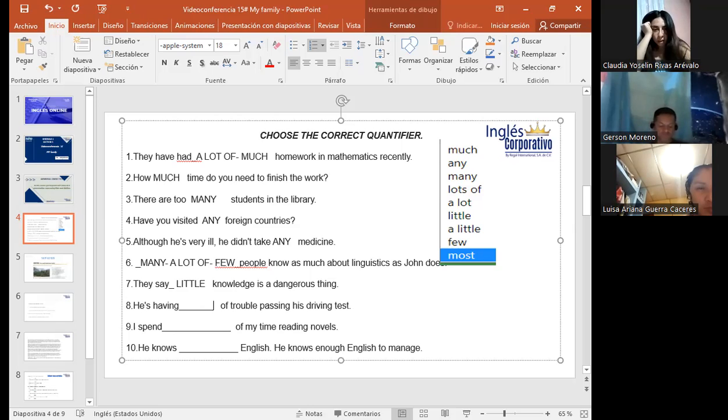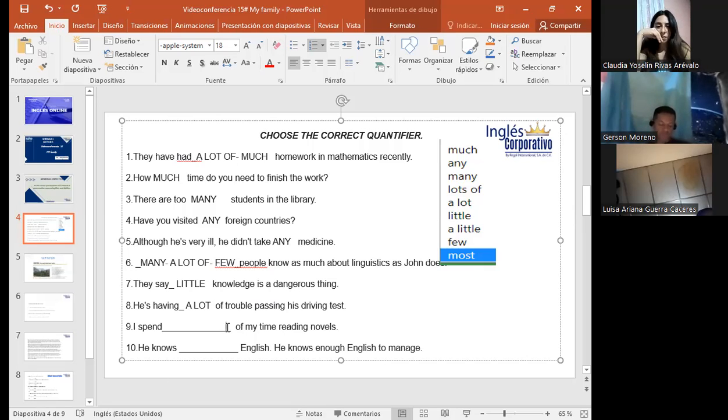What about he's having trouble passing his driving test? There is one that we need. A little. Because we're using of, a lot. A lot of trouble. Exactly, because we're using of. So, a lot of trouble passing his driving test.